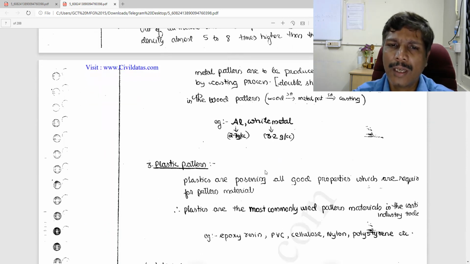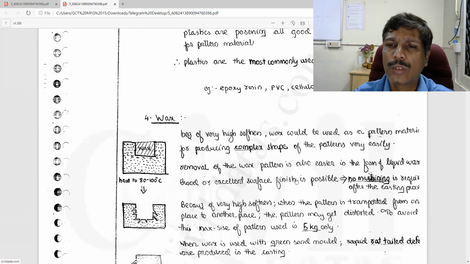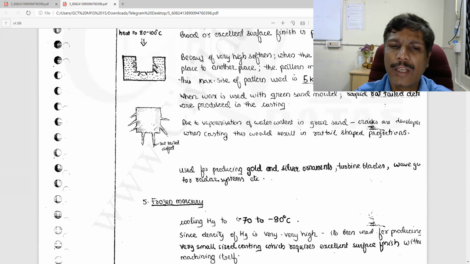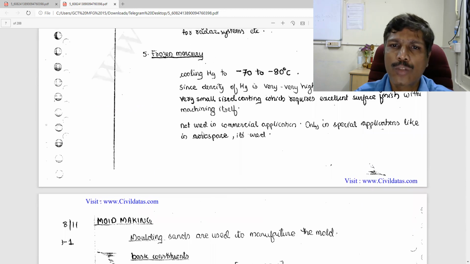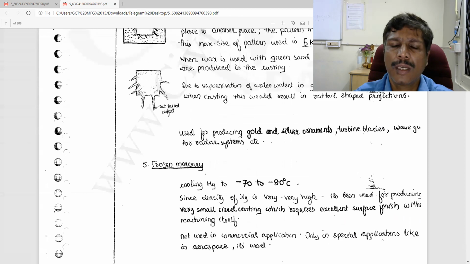Plastic patterns possess all the good properties required for pattern material. Most commonly used are epoxy resin, PVC, cellulose, nylon, and polystyrene. Wax pattern is used in investment casting; it is expendable. Frozen mercury is used in the mercast process, and it is used in aerospace applications. These are some of the things regarding pattern material.